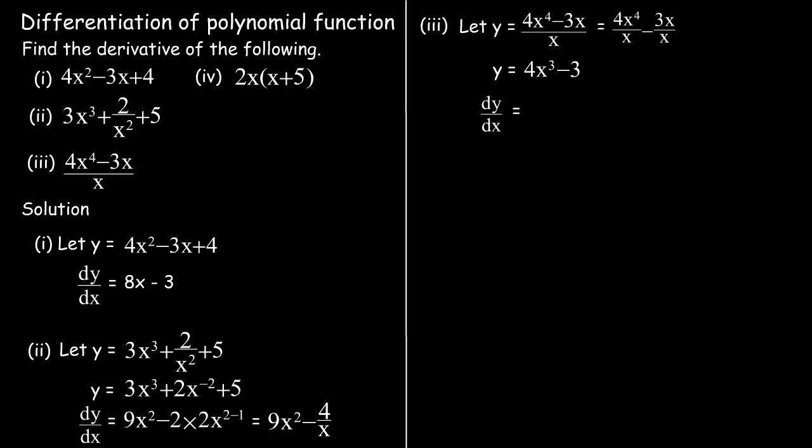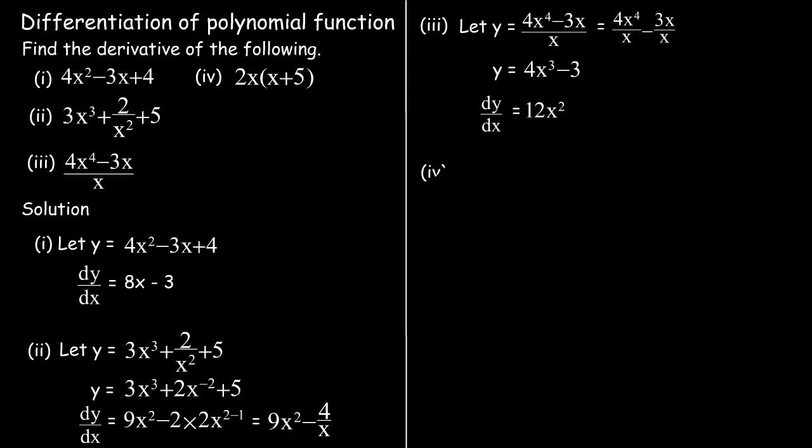Differentiating 4x to the power of 3 is going to give us 12x squared, because 3 times 4 is 12, and once we remove 1 from the power, it's remaining 2, so it will be 12x squared. Now for differentiating minus 3, it becomes 0, because whenever we differentiate a constant, it's 0.